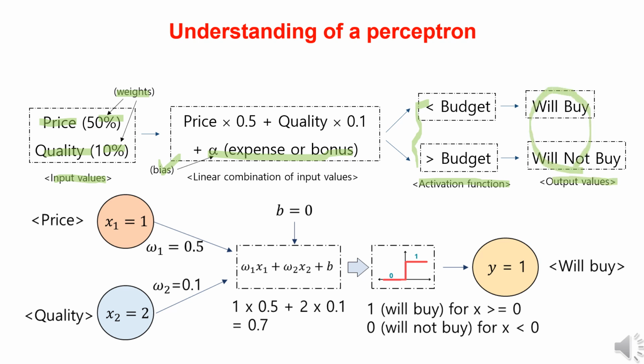Applying this to a perceptron, you multiply each input by its respective weight and add the bias, resulting in a value of 0.7. The activation function will output 1, which means a decision to buy if the value is greater than 0, and 0 meaning no purchase if it's less than 0. Since 0.7 is greater than 0, the activation function outputs 1, leading to the final decision to buy the product.